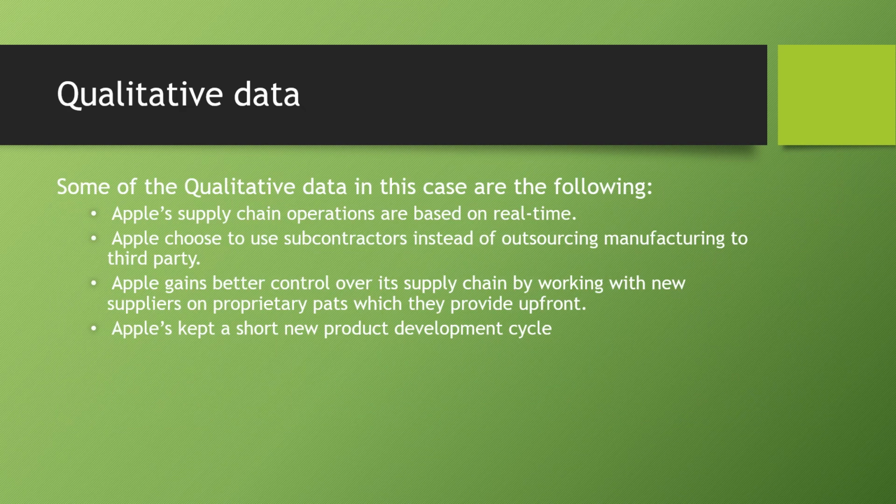Some of the qualitative data in this case are the following. 1. Apple's supply chain operations are based on real time. 2. Apple chooses to use subcontractors instead of outsourcing manufacturing to a third party. 3. Apple gains better control over its supply chain by working with the new suppliers on unshared paths which they provide upfront. 4. Apple kept a short new product development cycle.